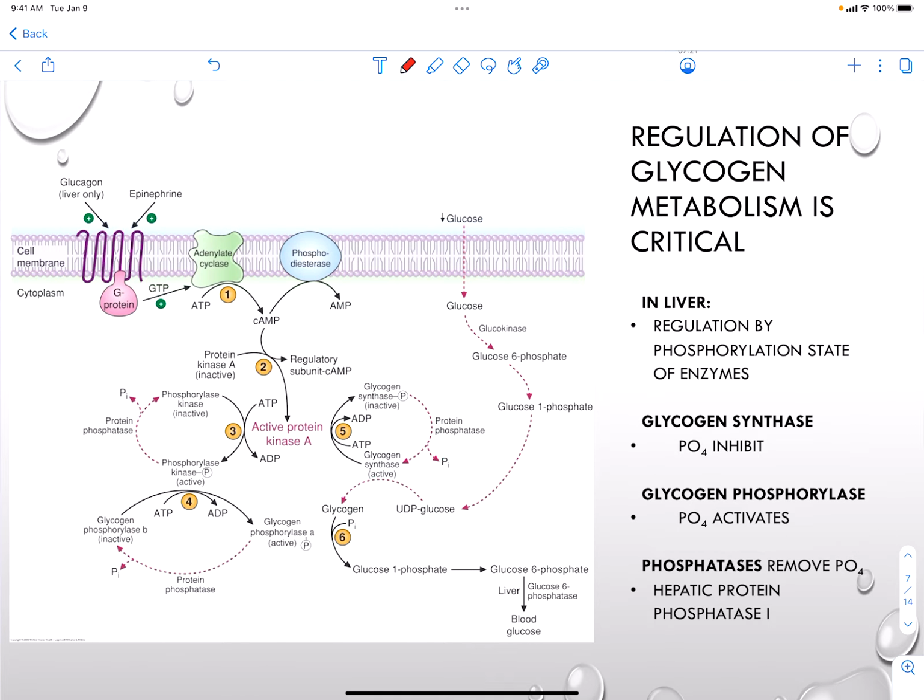Now, regulation is going to be critical. Again, in the liver, the phosphorylation state of enzymes is going to be critical. We're going to have your glycogen synthase, in which a phosphate inhibits. You're going to have your phosphorylase, where a phosphate activates, just as we just said. We have phosphatases that are important for removing phosphates, and in your liver you have hepatic protein phosphatase 1.